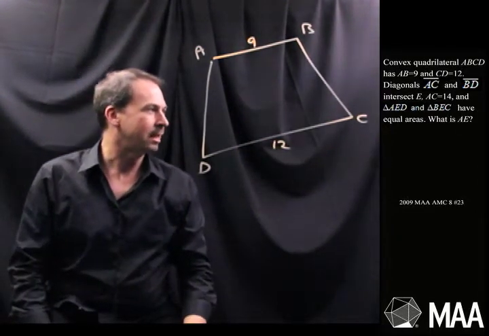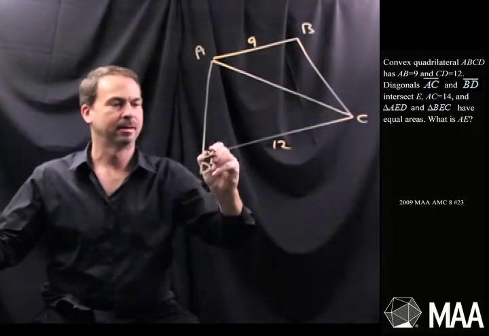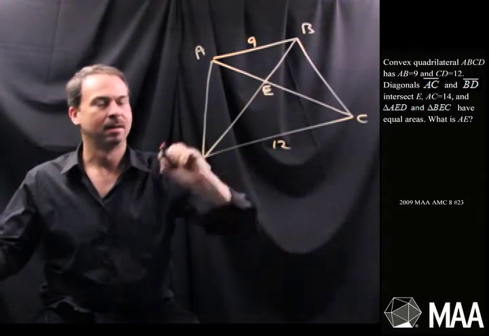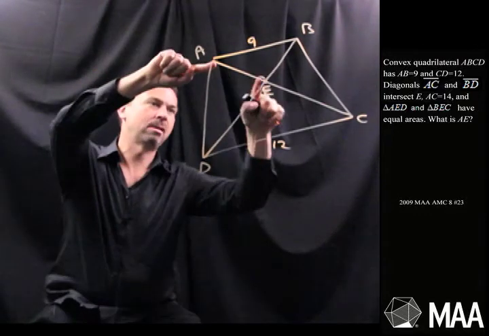Diagonals AC and BD intersect at E. All right, so what are the diagonals? AC and BD intersect at E. Okay, hello E. Now what? AC is 14. All right, so this whole length is 14.